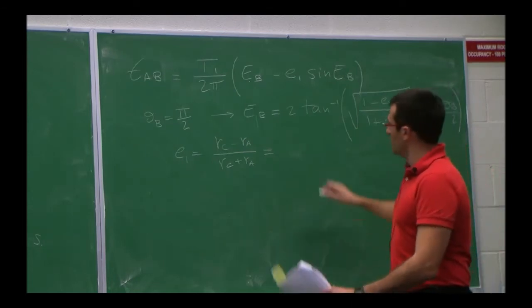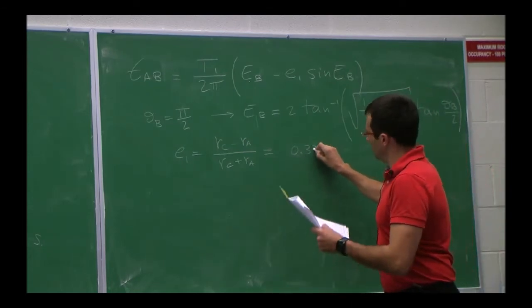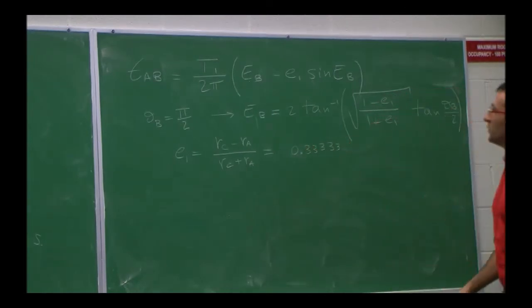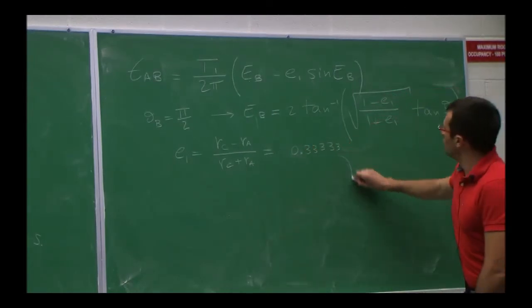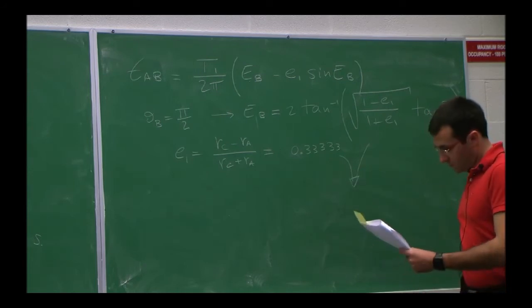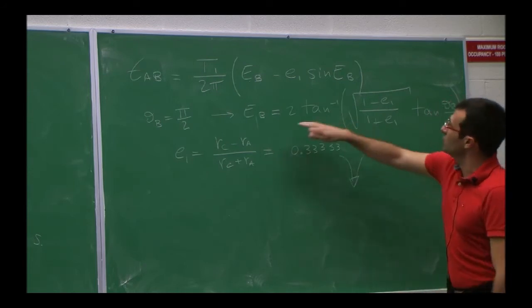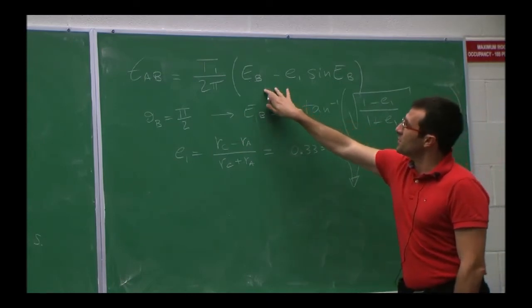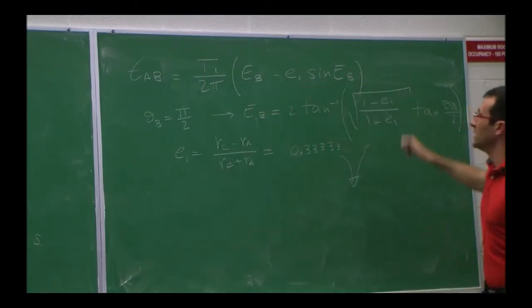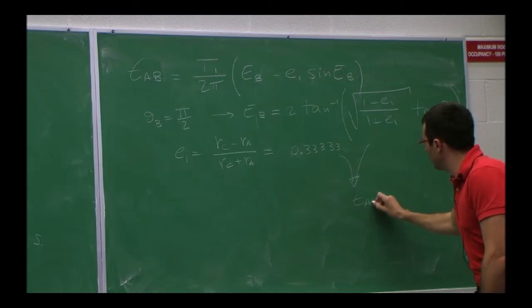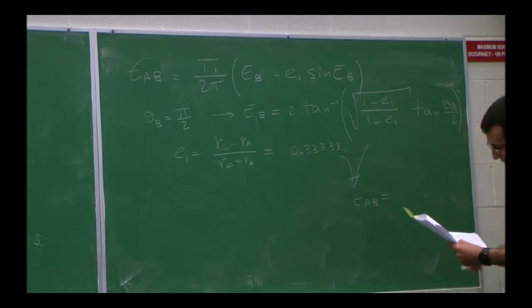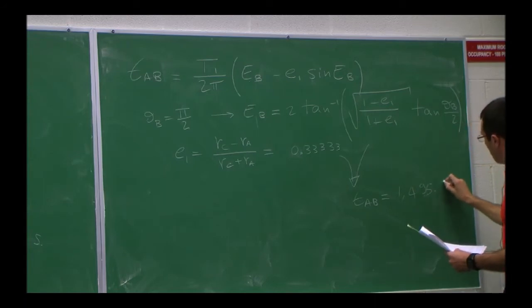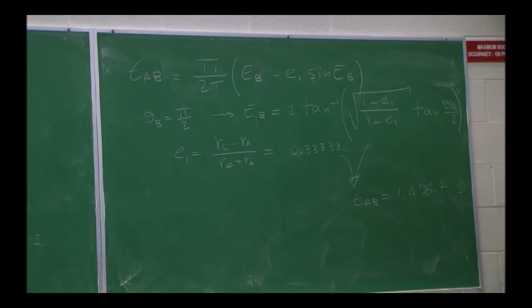So this boils down to 0.33, how many 3s do I have? Too many 3s. Anyways, that's what you get for the eccentricity. If you combine this, you get whatever the EB is. Once you have EB substituting here, you have T1, you have everything. So the time to go from A to B is going to be 1,495.7 seconds.